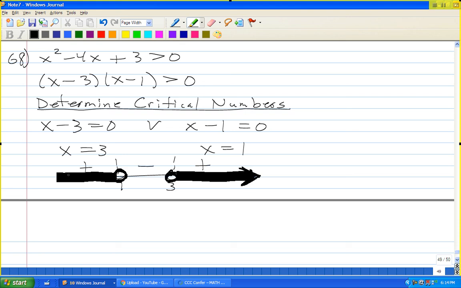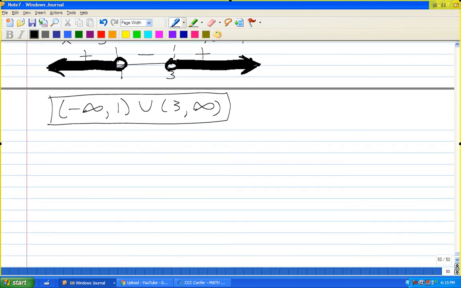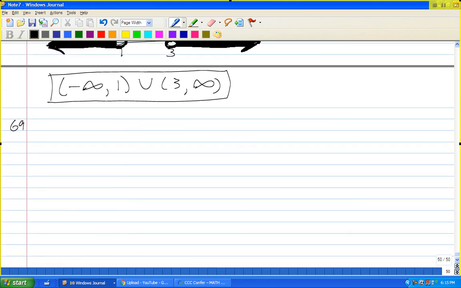And so this is the union of two open intervals, negative infinity to 1, 3 to infinity. And that is your answer. Let me do 69. X squared plus 4x less than or equal to negative 3.